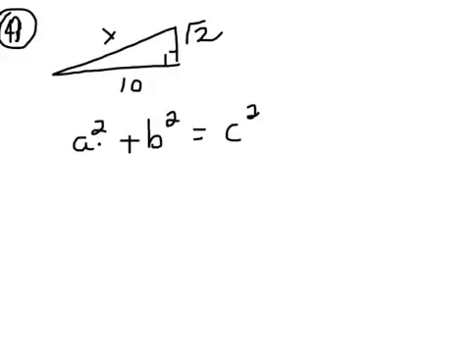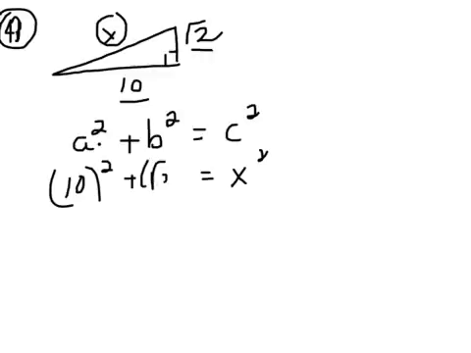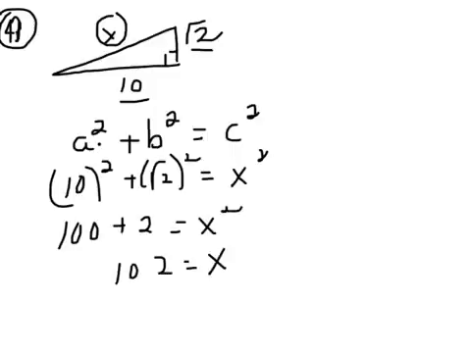Well, what's our hypotenuse in this diagram? It's x, so let's just call it x squared. So that means my two legs are this 10 and this square root of 2. So it's going to be 10 squared plus square root of 2 squared. Okay. So what's 10 squared? It's 100. What's square root of 2 squared? It's just 2. And then we have x squared. So 102 is equal to x squared.